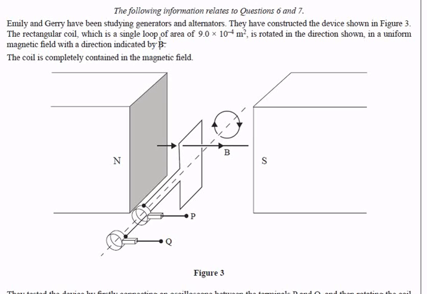Emily and Jerry are studying generators and alternators. So this picture here, although it looks like a motor, in this case we're rotating it by hand, which means it works as a generator. So this is a generator. Generators are DC, alternators are AC.